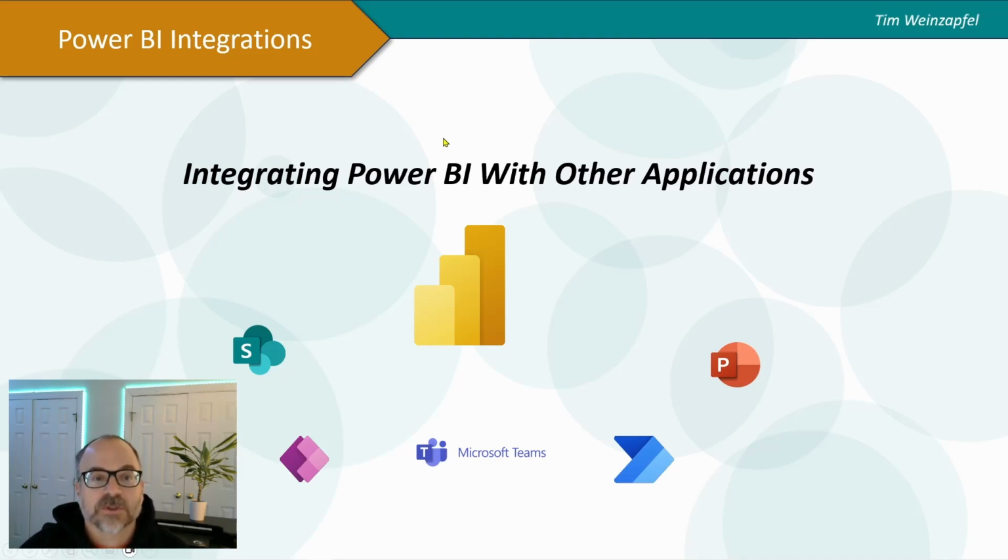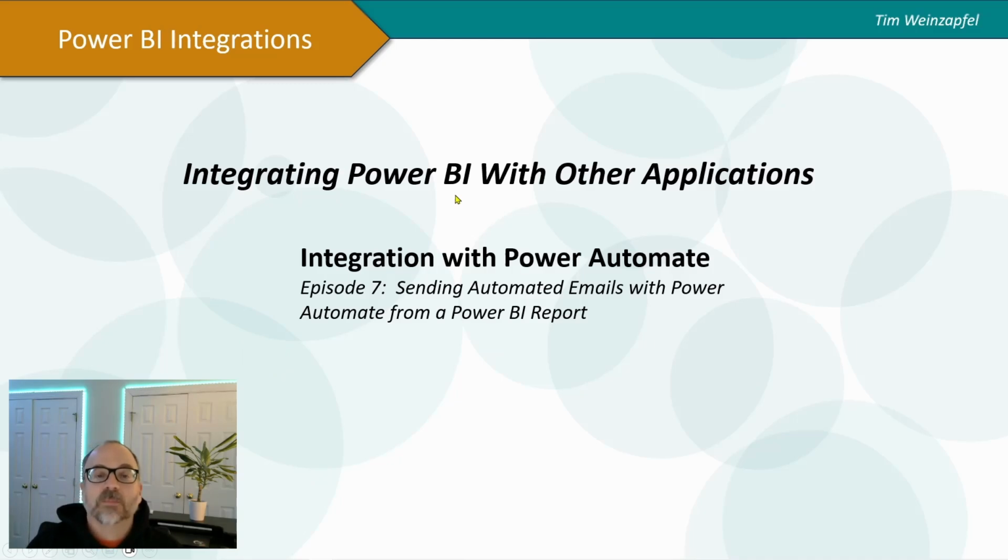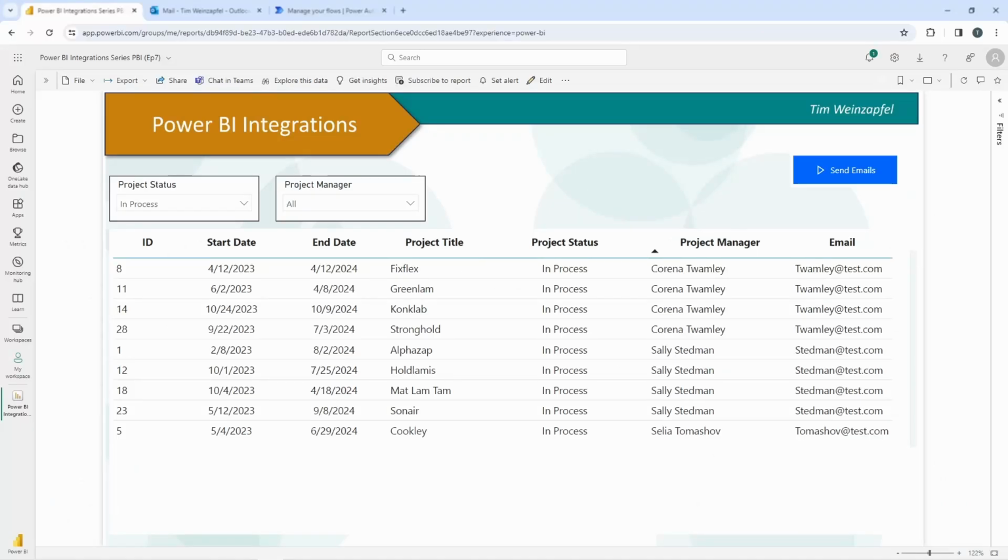This is episode 7. What I want to do in this episode is show how you can send automated emails using Power Automate directly from your Power BI report and also pull in some of the data that is in your report so you can actually send dynamically created emails. So let me give a quick example and show what I mean by sending automated email.